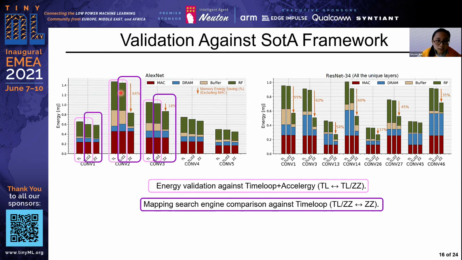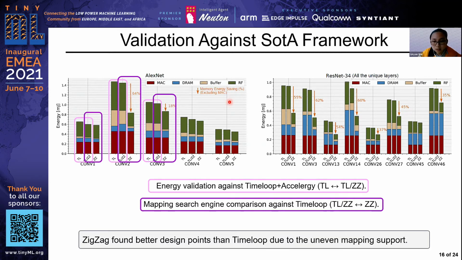And then the middle bar and the third bar are the mapping search engine comparison. So basically, we let ZigZag find the best mapping that it can find, and then compare with the best mapping that Timeloop finds. And we can see that at maximum we can achieve 64% memory energy saving. This is because we can support this uneven mapping. So basically we decoupled the thing that I mentioned before.